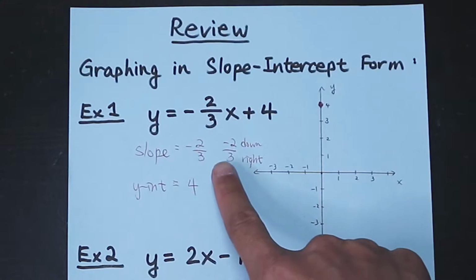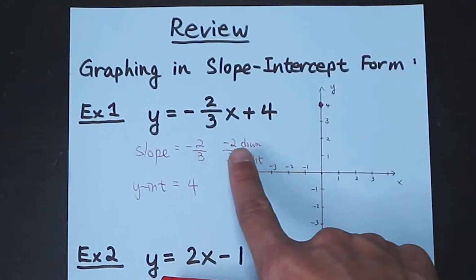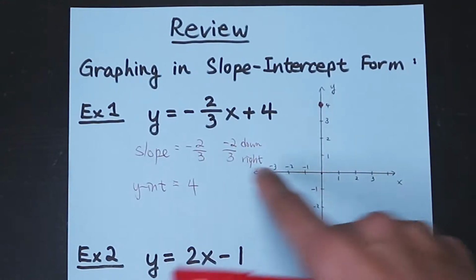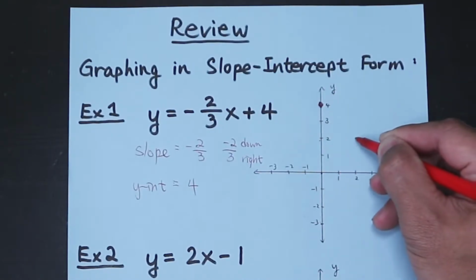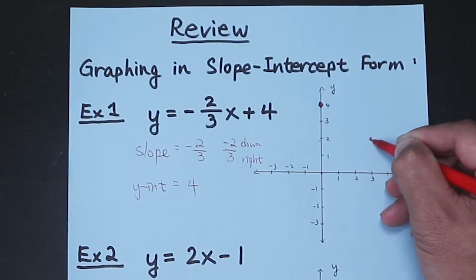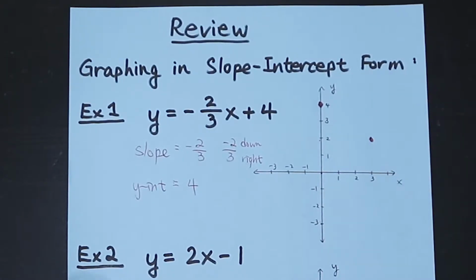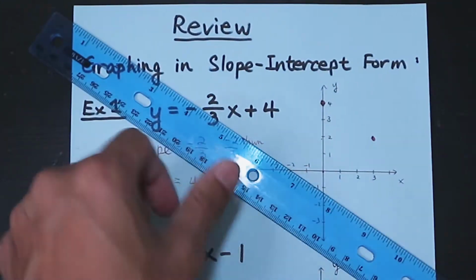After that, you follow the direction of the slope, which is 2 units down and 3 units right. It starts at this point, and you go 1, 2, and then 1, 2, 3, and you put a dot right there. From there, you're pretty much done. The last thing you have to do is use a ruler to connect the 2 dots.